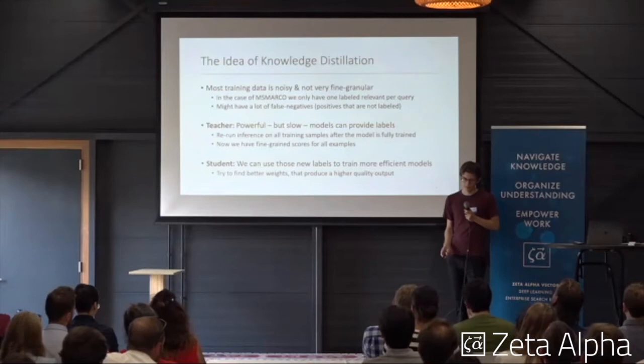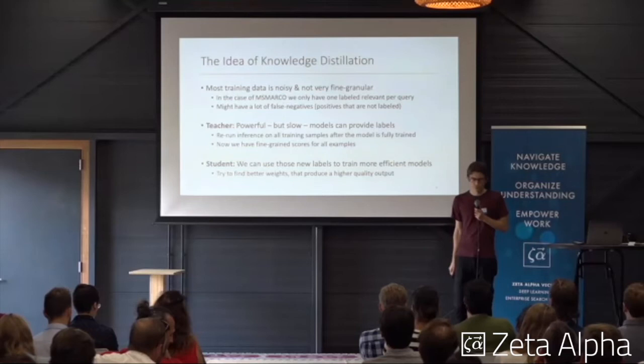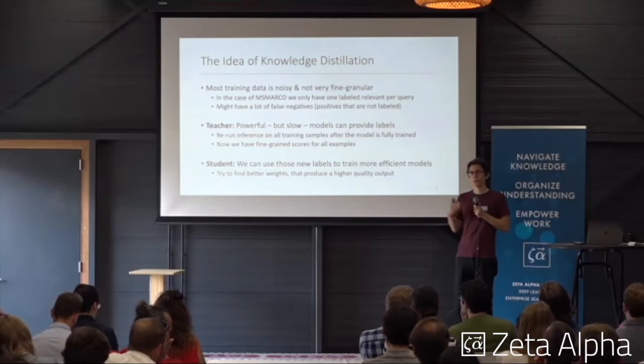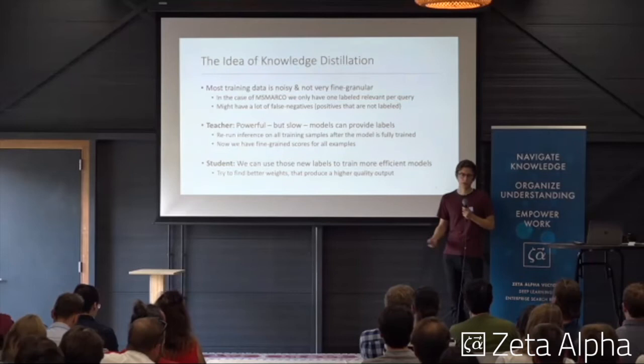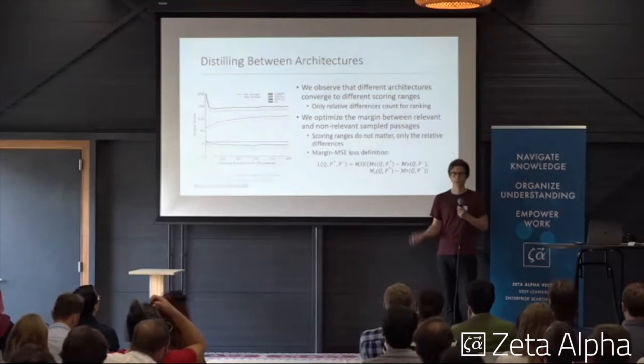And those fine-grained scores can then be used to better train the student model and train it more efficiently to produce better weights that produce higher quality results without actually changing the student architecture at all.